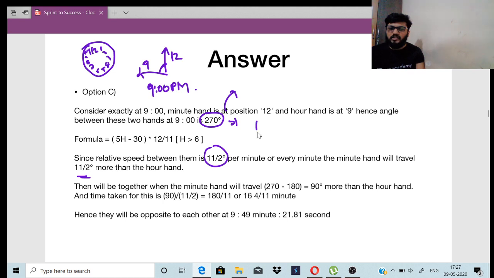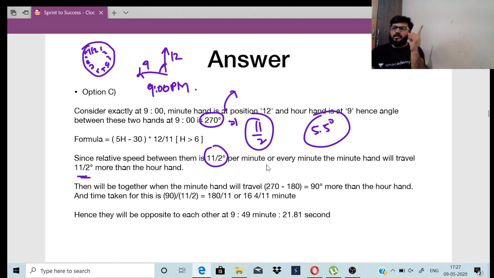Then 11 by 2. This is called the relative speed. I explained this in my plus course of clocks and calendars. Every minute, between the minute hand and the hour hand, the relative speed will be 5.5 degrees, that is 11 by 2 per minute. This is a fact in clocks and calendars. Everyone following this?